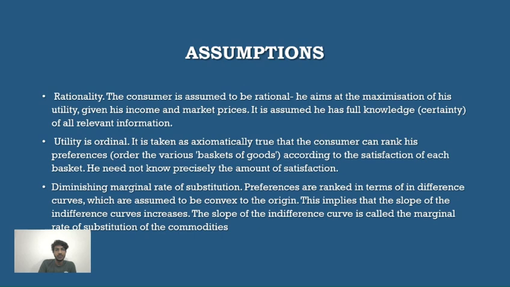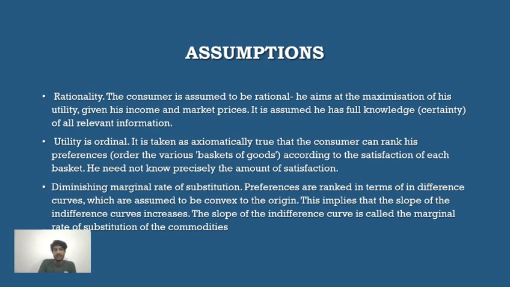Now, assumptions. The first assumption is rationality. The consumer is assumed to be rational. He aims at maximization of his utility given his income and market prices. He is assumed to have full knowledge of all relevant information. Utility is ordinal. It is taken as axiomatically true that the consumer can rank his preferences, ordering the various baskets of goods according to the satisfaction of each basket. He need not know precisely the amount of satisfaction.